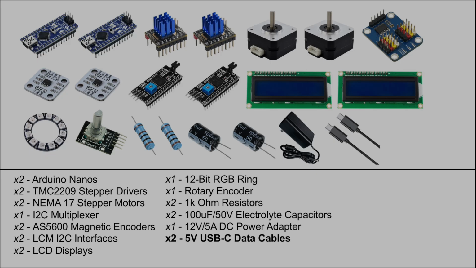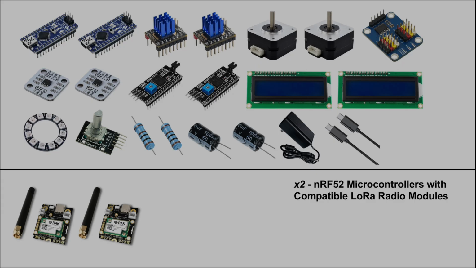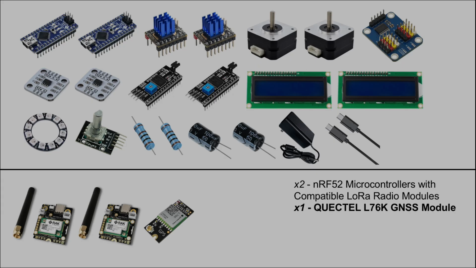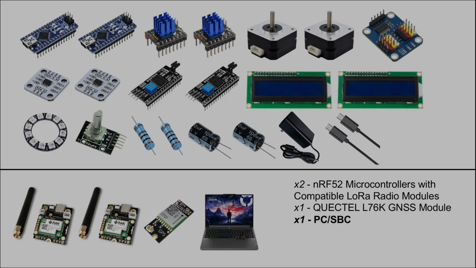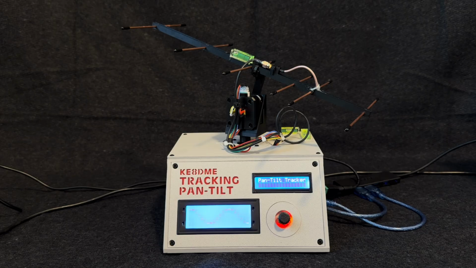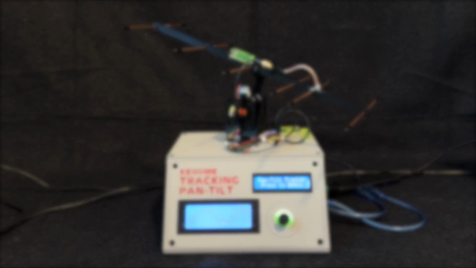USB-C data cables. The radio requirements included 2 NRF52 microcontrollers with compatible LoRa radio modules, 1 L76K GNSS module, 1 computer, and a directional antenna. Now that we've discussed what components are used in the project, let me show you where each is utilized.